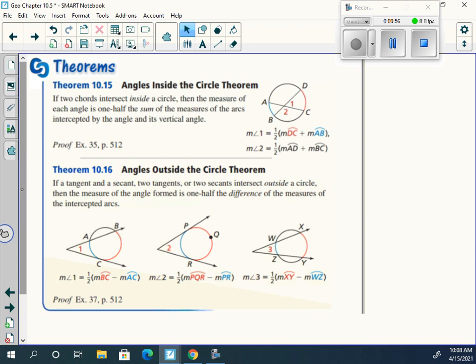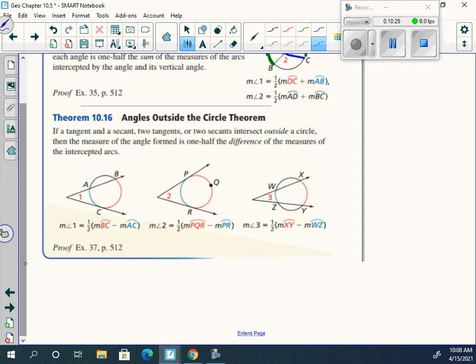Now, inside of the circle and outside of the circle are what we're going to be covering next. So if 2 lines intersect inside the circle, then the measure of the angle that is created, so angle 1 here, is equal to half the sum of these two arcs, the two arcs that are created from those two lines crossing. And the same is true for the other angles. And that's going to work for any two lines that intersect inside the circle.